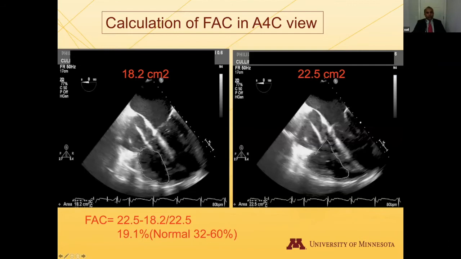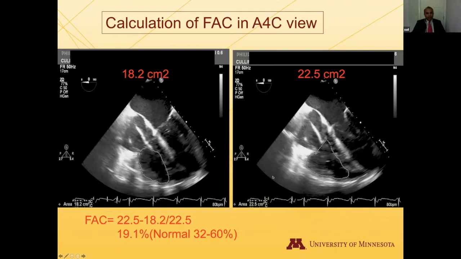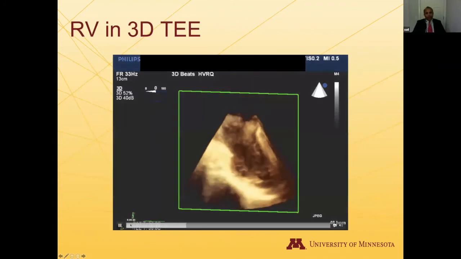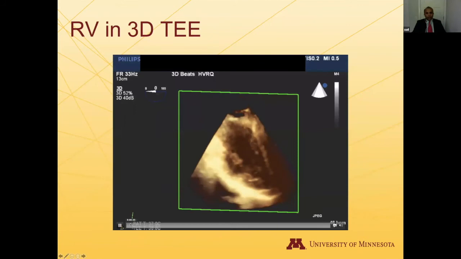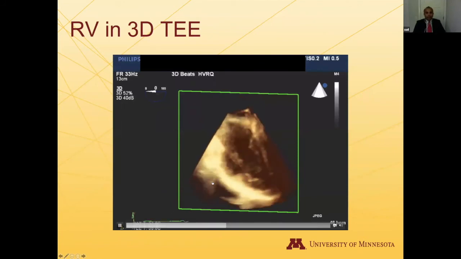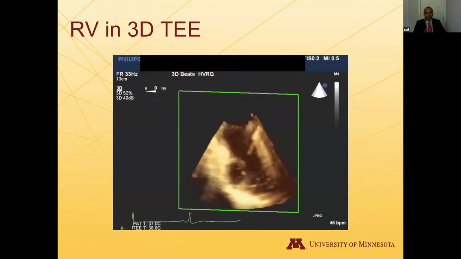So here's the calculation of the fractional area change in the 4-chamber view. What we found is this is a dilated ventricle and the fractional area change was 19.1, which is clearly abnormal. So can you look at the RV in 3D? For sure, you can. The right ventricle is an anterior structure, and as you can see, it's very hazy, and you can see only a cross section of the right ventricle instead of the whole thing, which is a limitation.